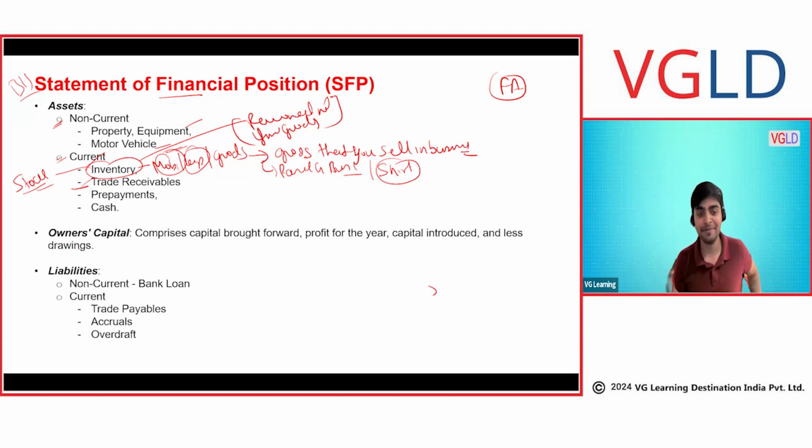We'll discuss them later. Prepayment, basically any payments made in advance. Let's say rent paid in advance. How, we will learn. Cash.